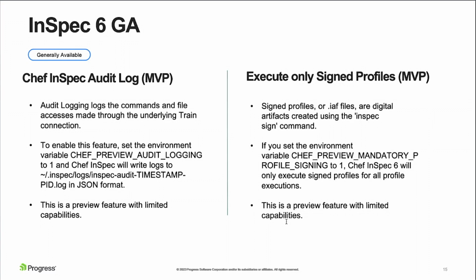When the flag chef_preview_mandatory_profile_signing is set to 1, users can execute only signed content. When users try to execute unsigned content, InSpec won't perform the scan and will quit by throwing an error. You'll get a better understanding during the demo of this MVP feature. Please note, both these features, audit log functionality and mandatory profile signing, are in preview state. So over to you, Akshay, for the demo of these features.